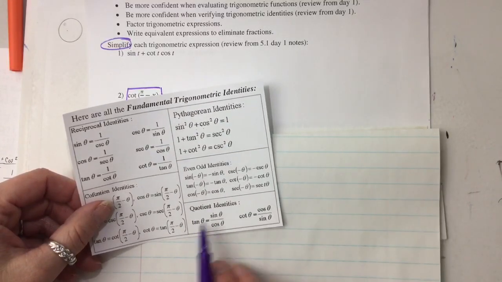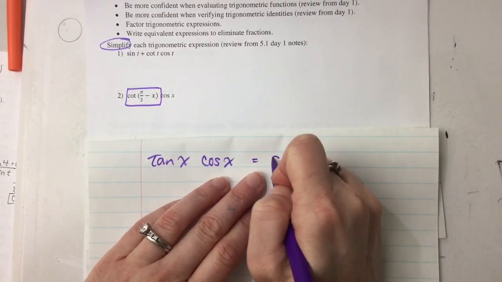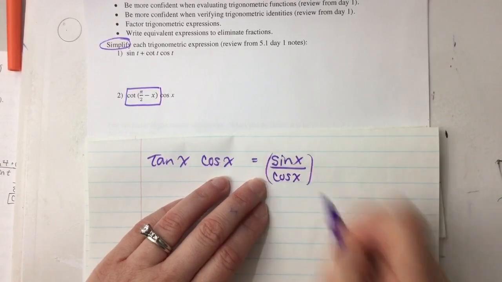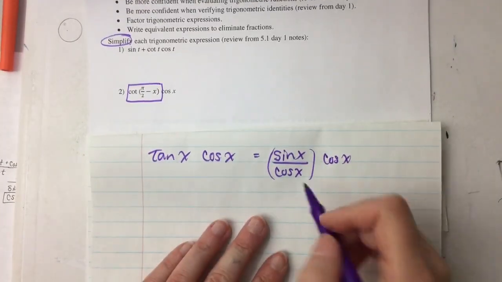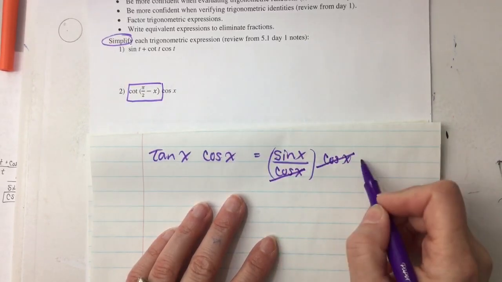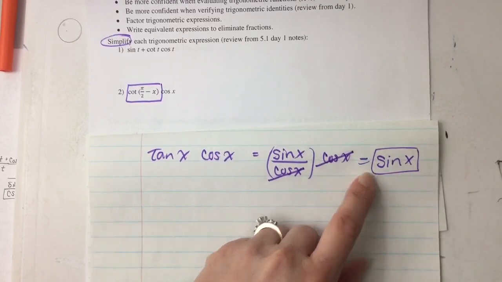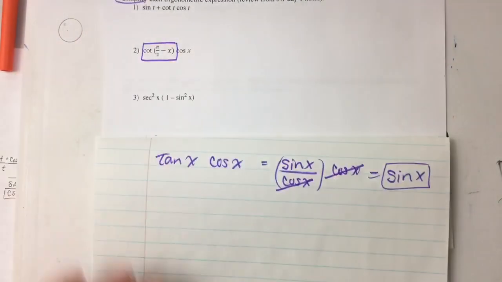Quotient identities. Tangent is sine over the cosine. So I can go ahead and write tangent as the sine of x, my variable is an x, over the cosine of x. I'm multiplying by the cosine. Hey, if you ever multiply something by its denominator, it cross-cancels. All I have left is the sine of x. You can't simplify the sine of x any further. Number 2, done. Number 3.